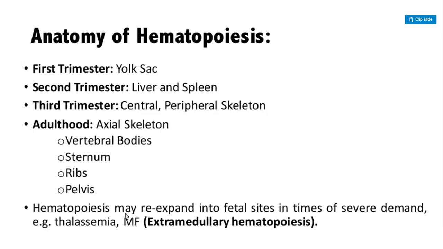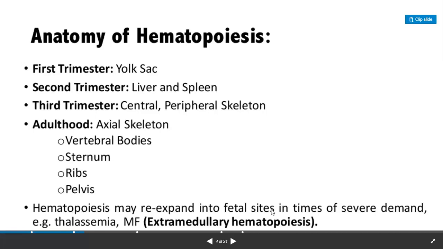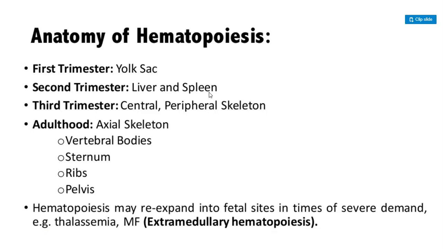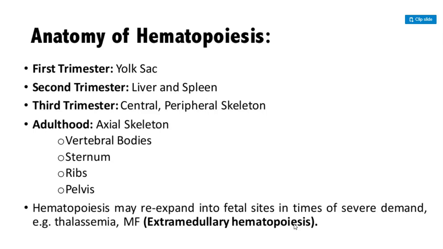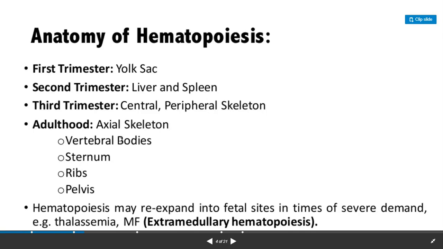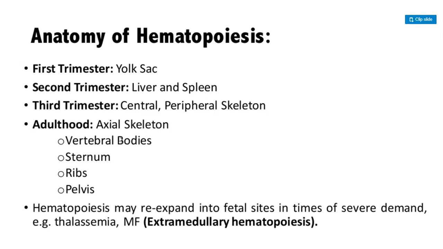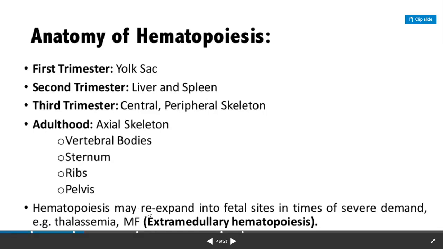At that time, hematopoiesis may re-expand into fetal sites. So the liver and the spleen might want to produce blood cells also. Not only the skeleton will be producing blood cells. Hematopoiesis will not only take place in the bones, it will also take place in the liver and in the spleen. And we call that extramedullary hematopoiesis, because we had said that normal hematopoiesis in an adult takes place in the bone marrow. But when there is a severe demand in times of thalassemic crisis or anemic crisis, what we have is extramedullary hematopoiesis, because some blood cells will be produced in the liver and in the spleen, where they are not supposed to be produced on a normal day. So that is what we call extramedullary hematopoiesis.